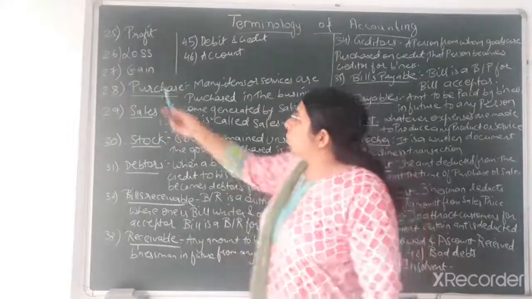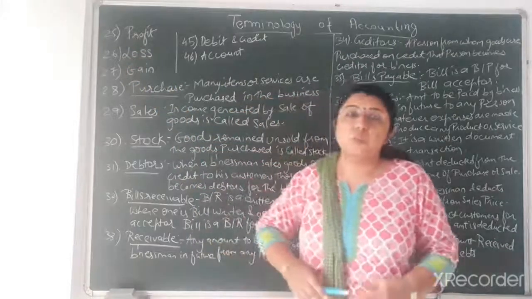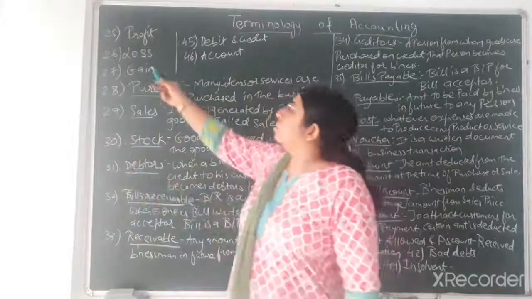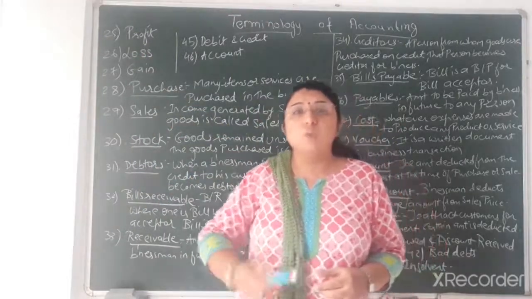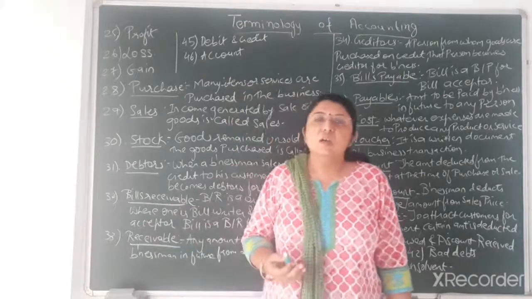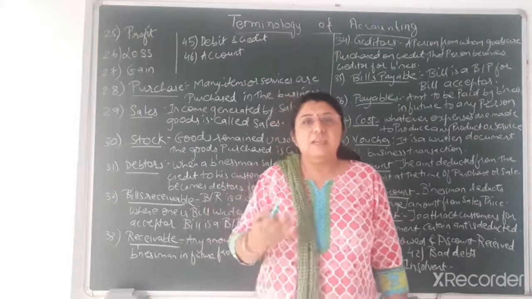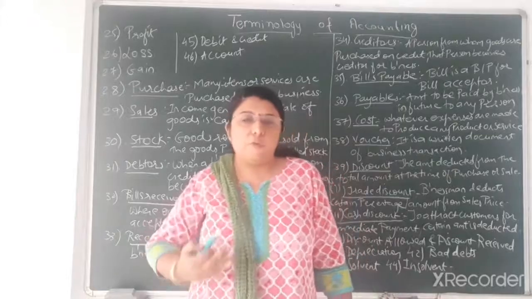As you can see on the board, I have written the 25th terminology of accounting, that is profit. Now, what is profit? And the second term, that is loss. If the amount of income is more compared to the expense, it means the amount of receipt is more compared to the payment, excess of income over expense, then it is called profit.